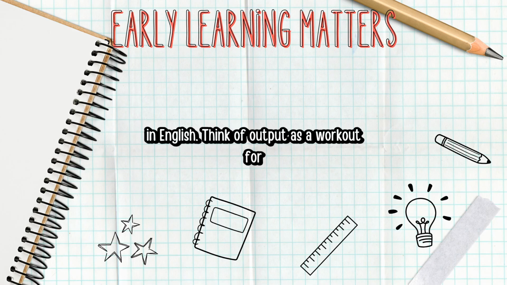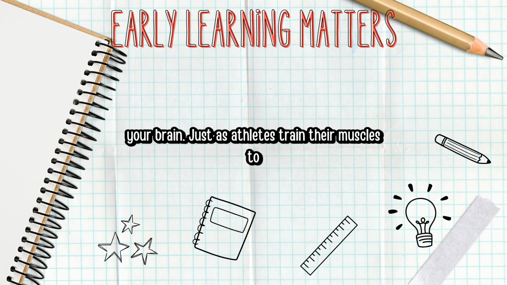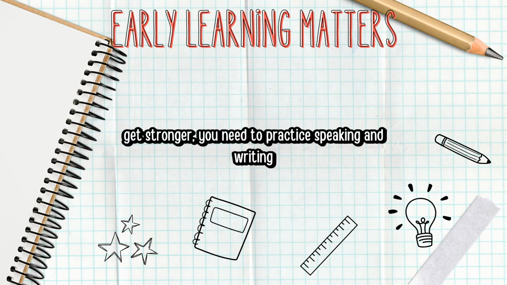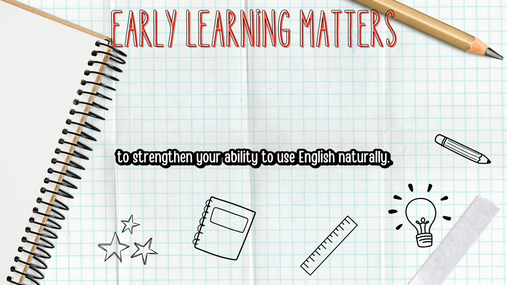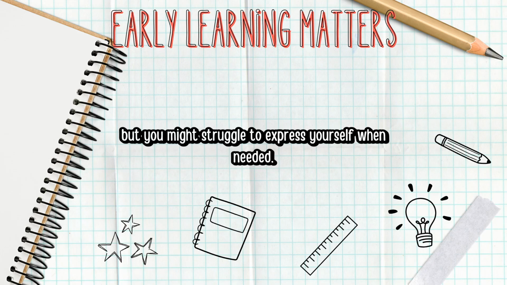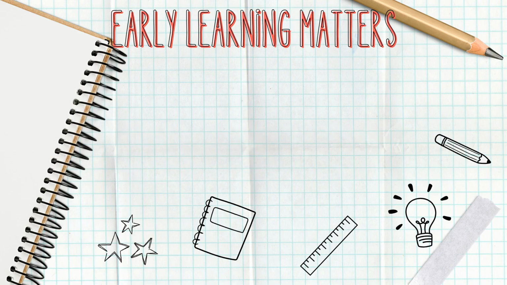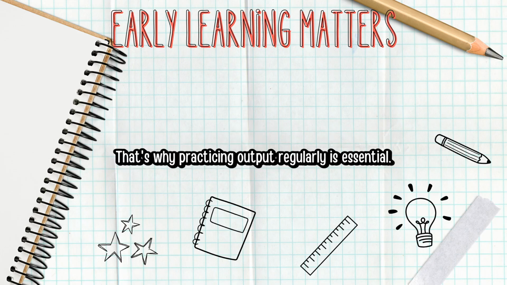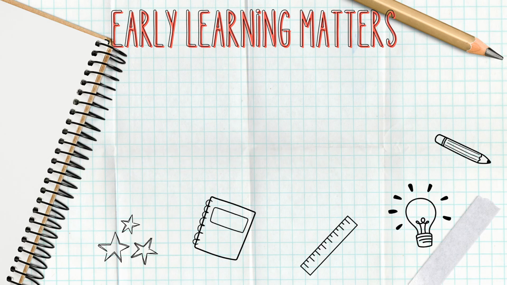Think of output as a workout for your brain. Just as athletes train their muscles to get stronger, you need to practice speaking and writing to strengthen your ability to use English naturally. Without output, you may understand English well, but you might struggle to express yourself when needed. That's why practicing output regularly is essential.